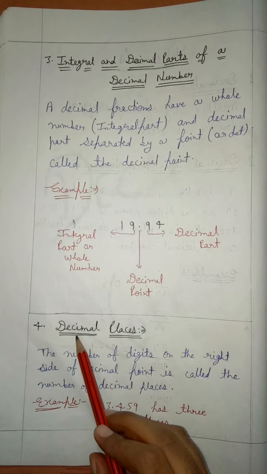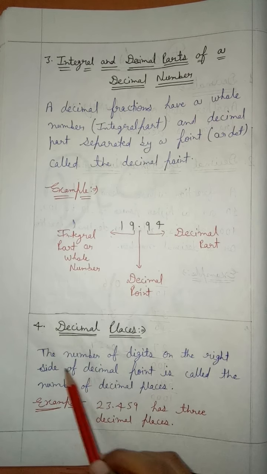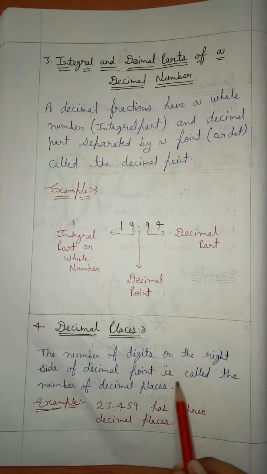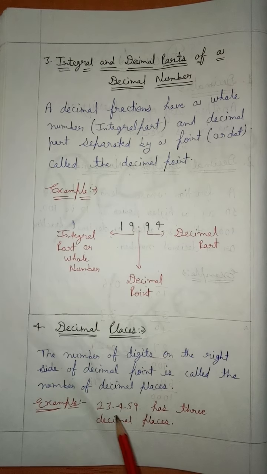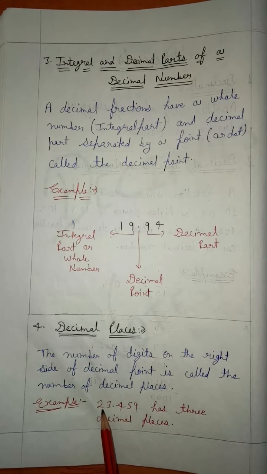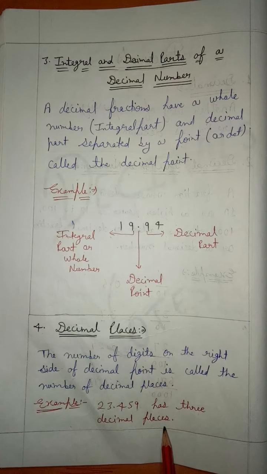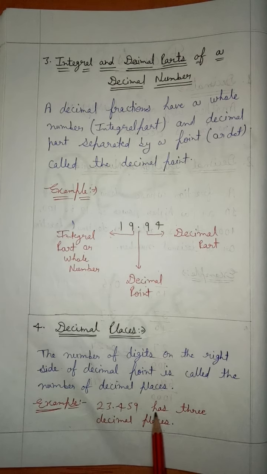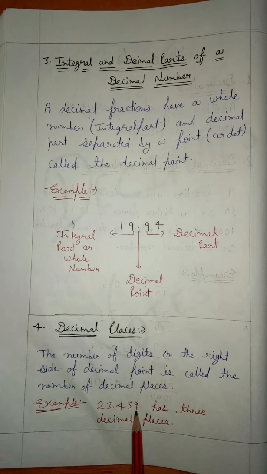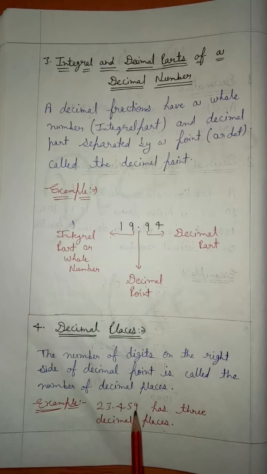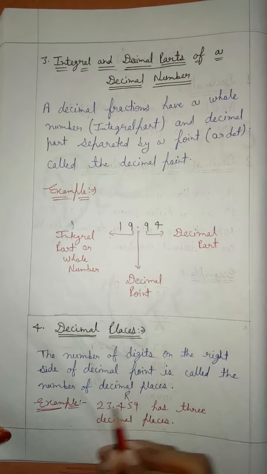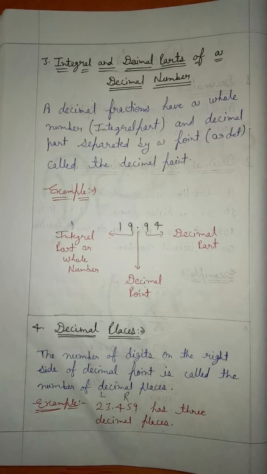And the fourth one is decimal places. What are the decimal places? The number of digits on the right side of the decimal point is called the number of decimal places. An example is given here: 23.459 has 3 decimal places. It means the decimal places is 3. One, two, three digits on the right side of the decimal. Got it? Here is the right side of the decimal and here is the left side of the decimal.